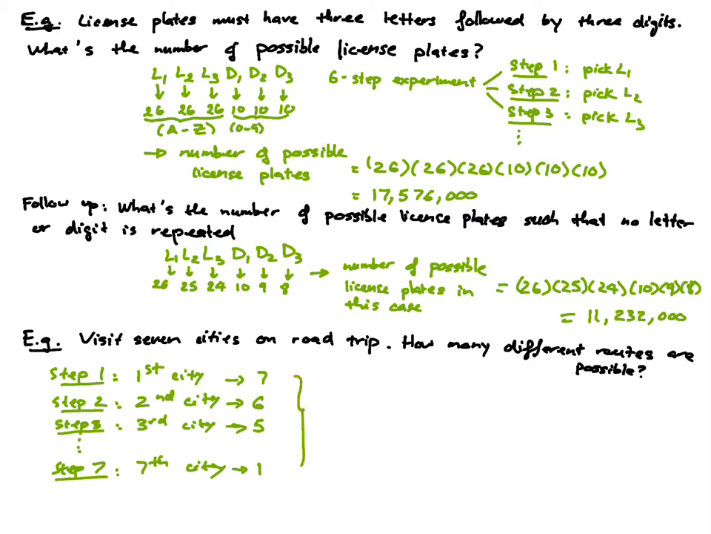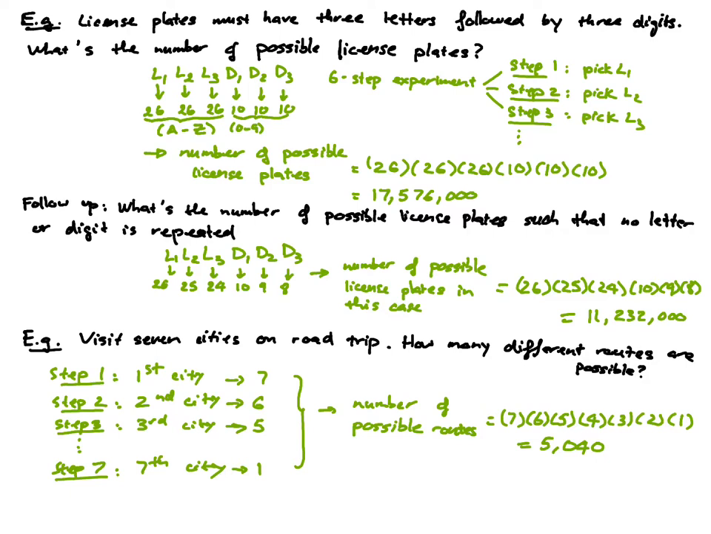And so the total number of possible routes is going to be equal to 7 times 6 times 5, 4, 3, 2, and 1, and that gives you 5,040 different routes.